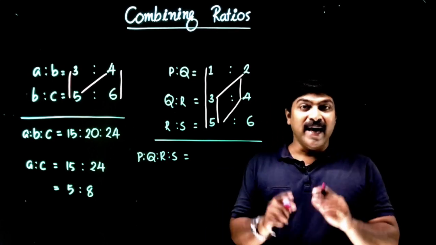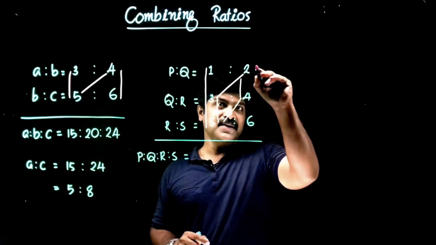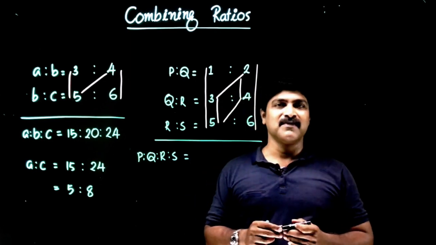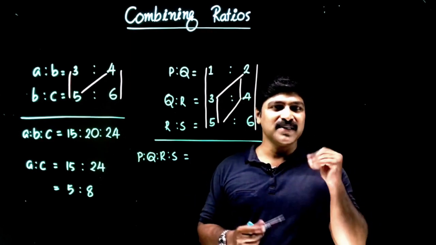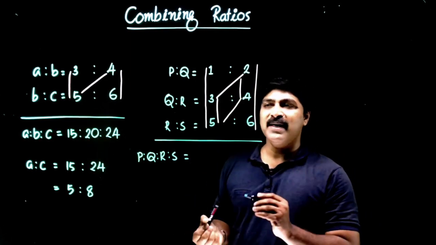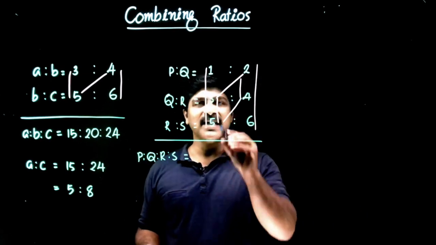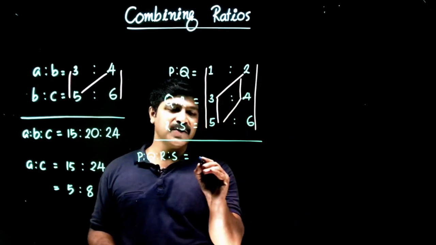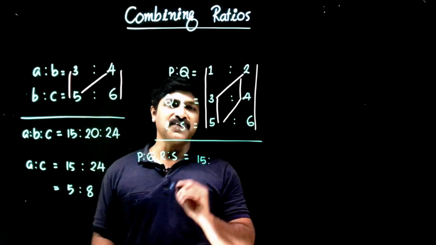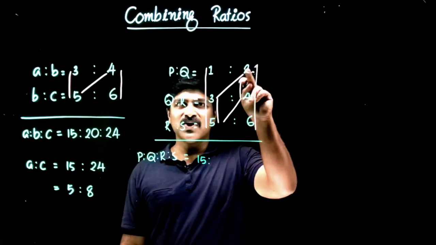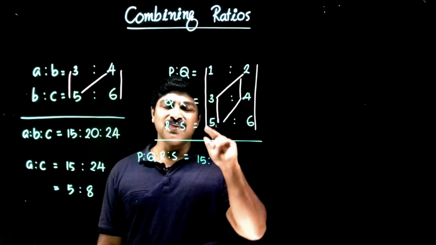Got it? And the last step, the entire values from the second column. That is 2 into 4 into 6. So while we are multiplying these values, you will get the answer clearly. Here, this is 1 into 3 into 5. That is 15. The second value, 2 into 3 into 5.